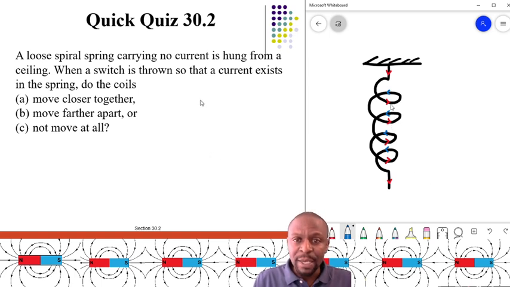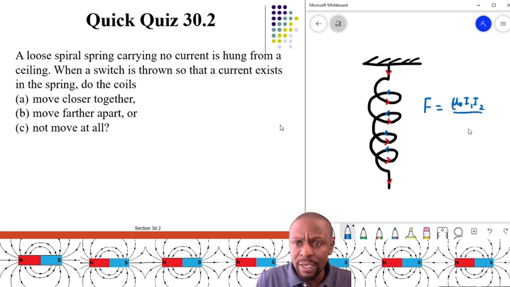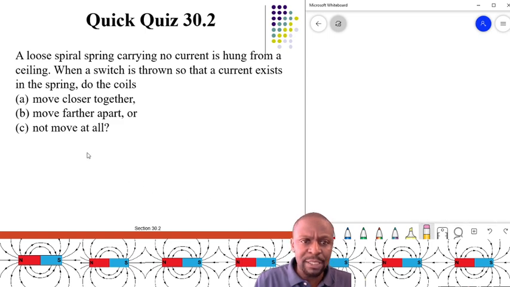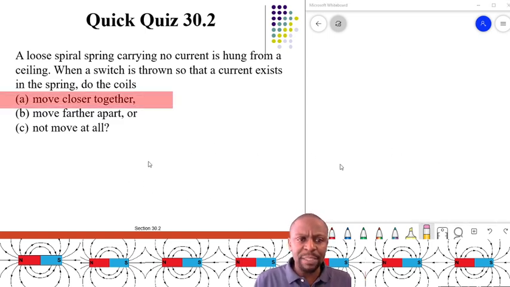Now, as you can see, for the closer side, the current is going in the same direction, and for the further side of this spring, the current is also going the same way. Now, if we write the equation of the force again, the force is equal to mu naught I1 I2 divided by 2 pi A, say the radius of that spring is A, times L. Therefore, if these currents are going in the same direction, there will be attraction. As a result, the correct answer for that quiz must be move closer to each other. Yes, that must be A.